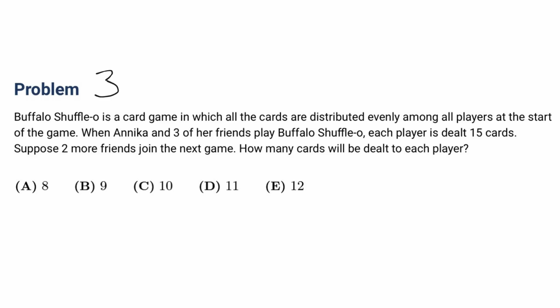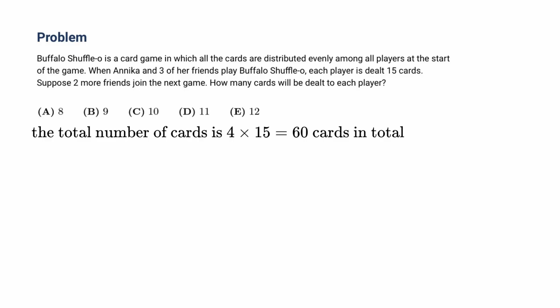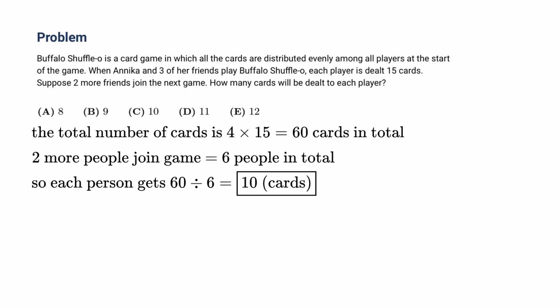Problem 3. Buffalo Shuffle O is a card game in which all the cards are distributed evenly among all players at the start of the game. When Annika and 3 of her friends play Buffalo Shuffle O, each player is dealt 15 cards. Suppose 2 more friends join the next game. How many cards will be dealt to each player? First, we need to find the total number of cards, which can be easily done by multiplying 4 by 15 to get 60. Then, during the next round, there are a total of 6 people, so you can find the answer by dividing 60 by 6 to get the answer of 10.